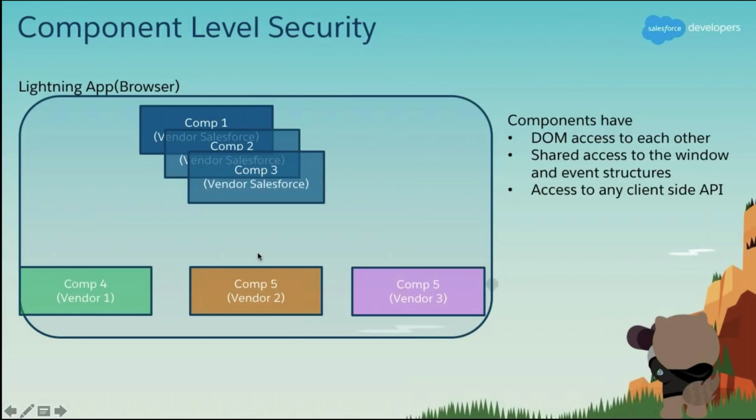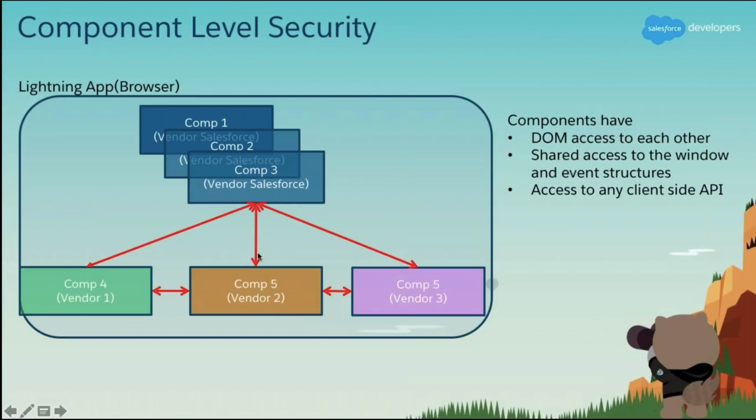So from the DOM, let us say component 4 of vendor 1 can access one of the elements of component 3 from vendor Salesforce. So this is quite possible. Not only that, any other component can access the elements of the other component, which leads to a security threat.